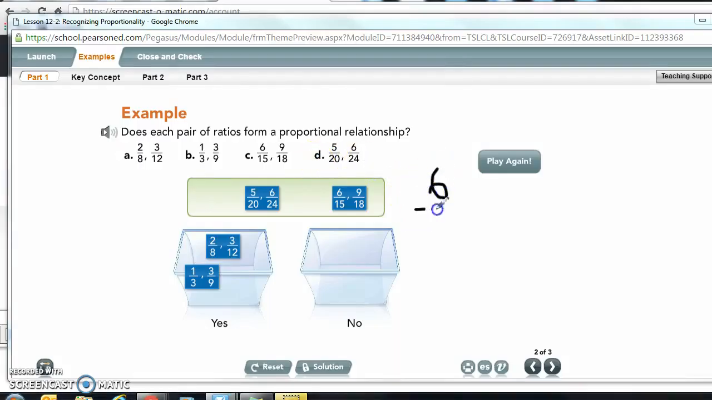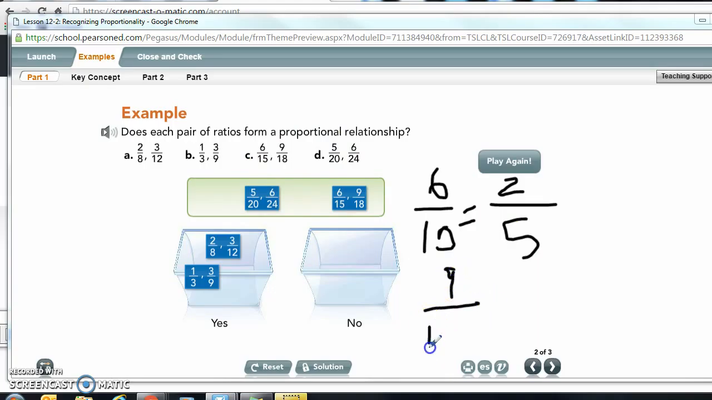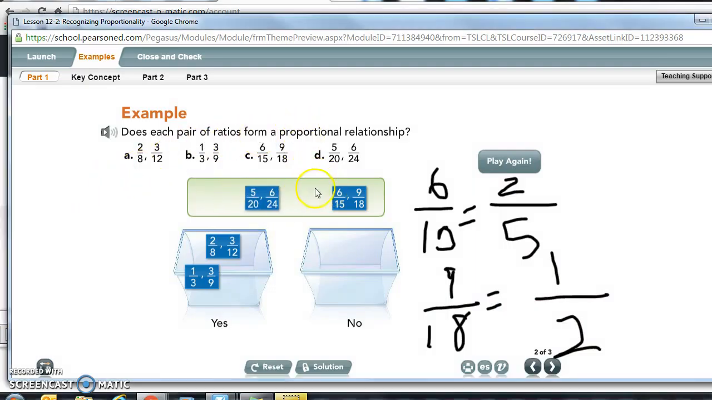If I have 6/15, well, what can come out of 6 and 15? Well, 15's odd, 6 is even, so let's try 3. 6 divided by 3 is 2, and 15 divided by 3 is 5. Go ahead and try 9/18, and freeze it. See what you get. Well, I have 9/18. 9 divided by 9 is 1. 18 divided by 9 is 2. Is 2/5 and 1/2 equivalent? No, they are not equivalent. So I know that they will not go there.